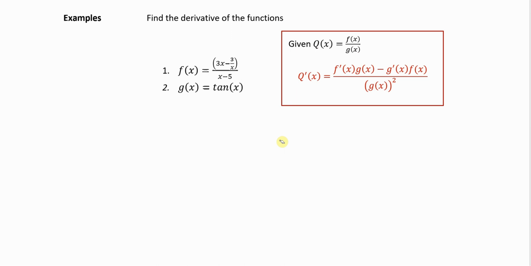In this video we will practice some problems with the quotient rule. And just for reference, this is the quotient rule. Given a function q equals f over g, q prime is the derivative of the numerator times the denominator minus the derivative of the denominator times the numerator, all over the denominator squared.